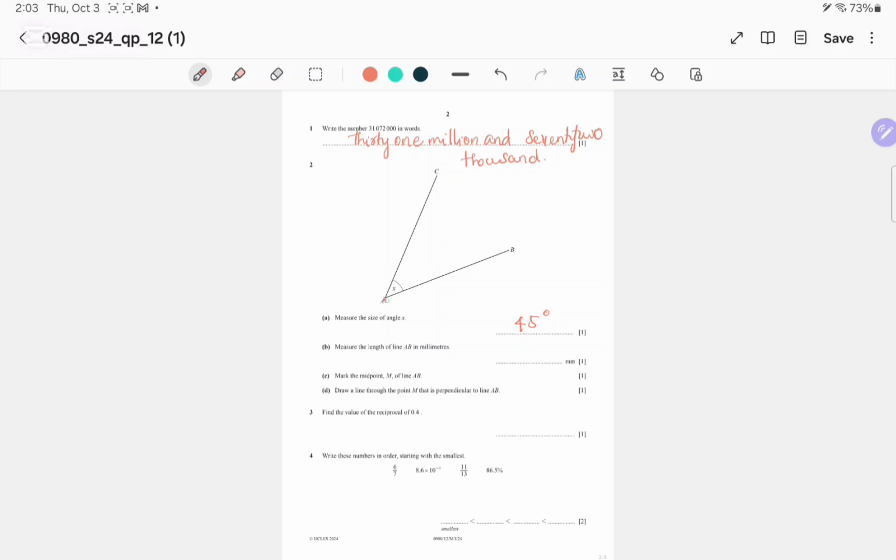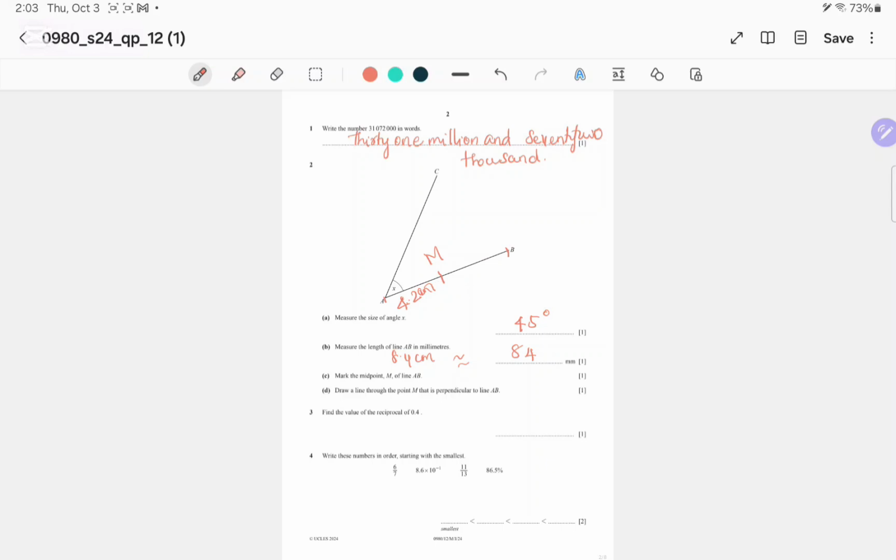So after measuring the scale from point A to point B, it comes around 8.4 centimeters. So converting to millimeters, it is 84 millimeters. Okay, mark the midpoint M on the line AB. Just from A, mark the half of the distance. 8.4 is 4.2. Okay, just 4.2 centimeters from A. Mark this point as M.